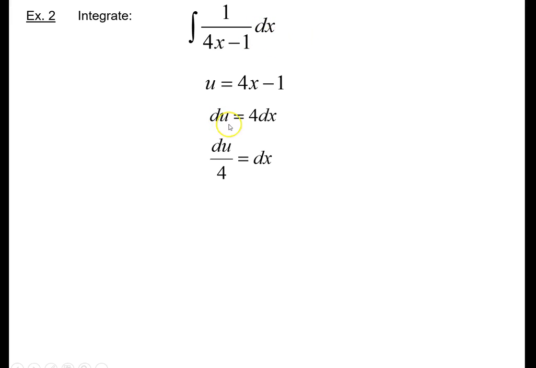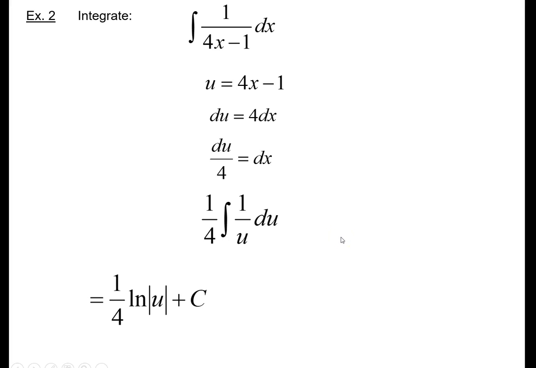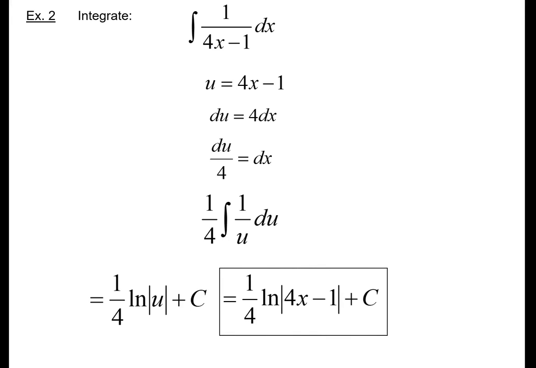So I'm going to multiply the 4 to the other side and divide by 4. The derivative of u is 4x minus 1. du dx is 4. Solve that equation for dx, and we get dx is replaced by du over 4. So then what do we have? We have 1 over u, right, because 4x minus 1 was replaced with a u, times dx, but dx was replaced with du over 4, so I move the 1/4 to the front. So I have 1/4 times the integral of 1 over u du, which is the natural log again. So we have 1/4 times the natural log of u, and then remember to replace the u with what we substituted, which was 4x minus 1.